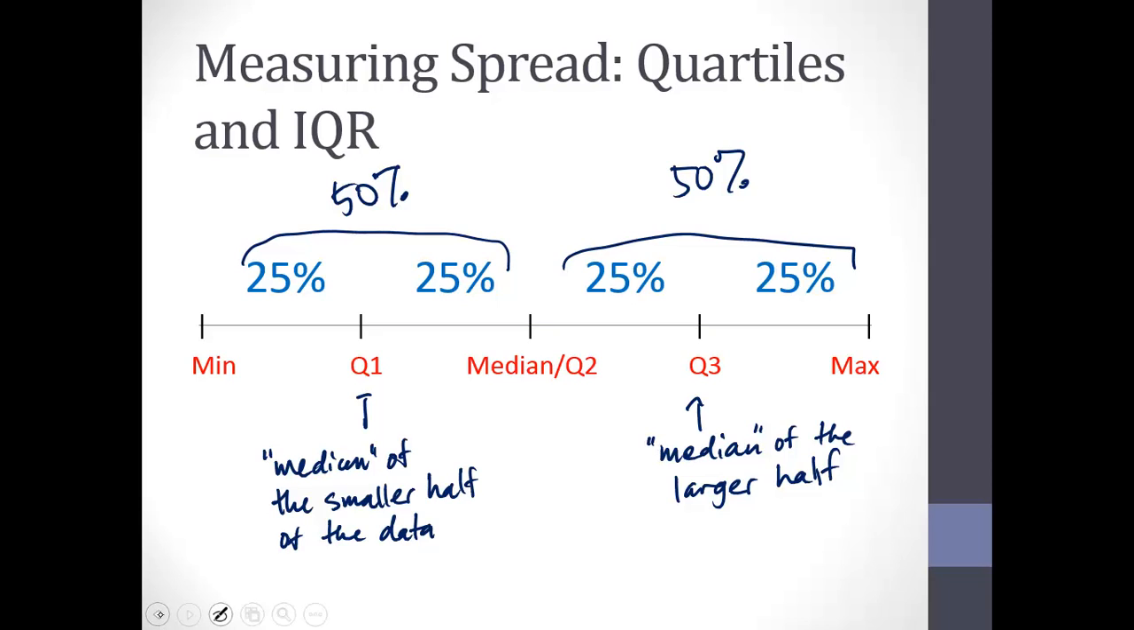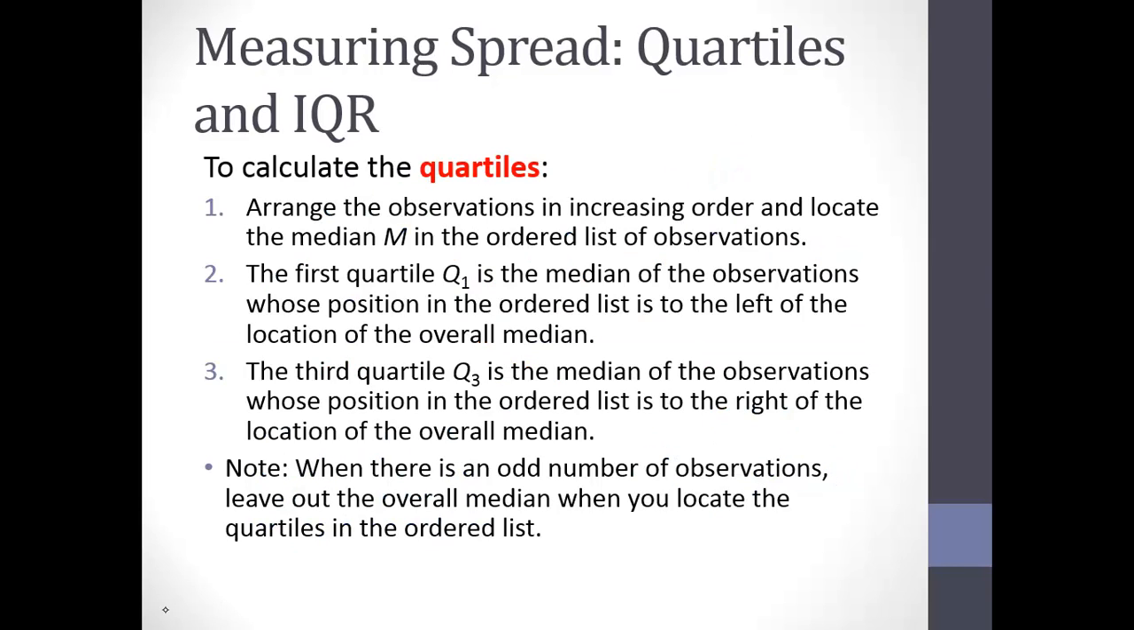So let's jump back a slide to talk about how we actually calculate these things. We arrange the numbers in increasing order from small to large and pick out the median. Then to find the first and third quartile, we ignore the larger half of the data, look at just the smaller half, and pick out the median in that smaller half. That's your first quartile. Then do the same for the larger half, and that's your third quartile. A note, which we'll look at in an example in a second: when there's an odd number of observations, you can leave out the overall median when you pick out the quartiles.